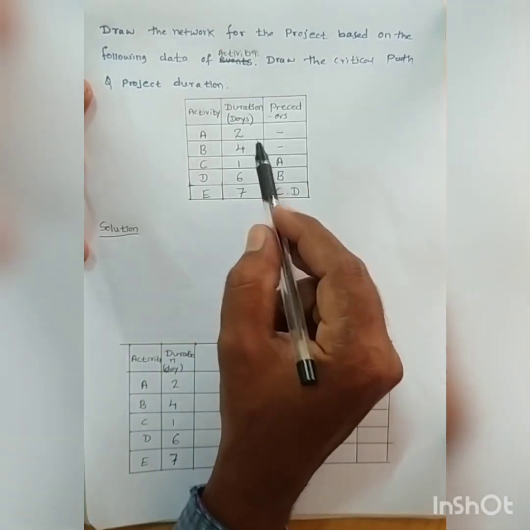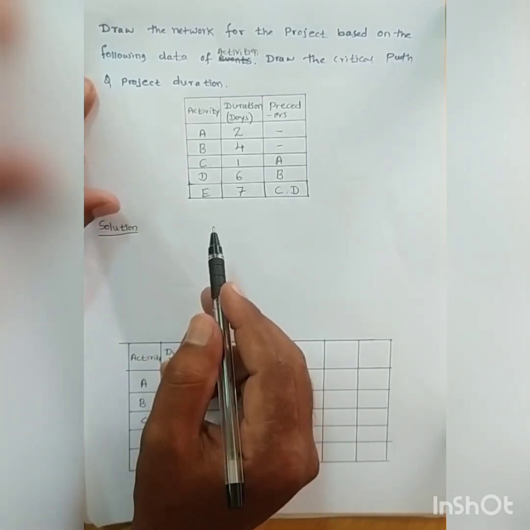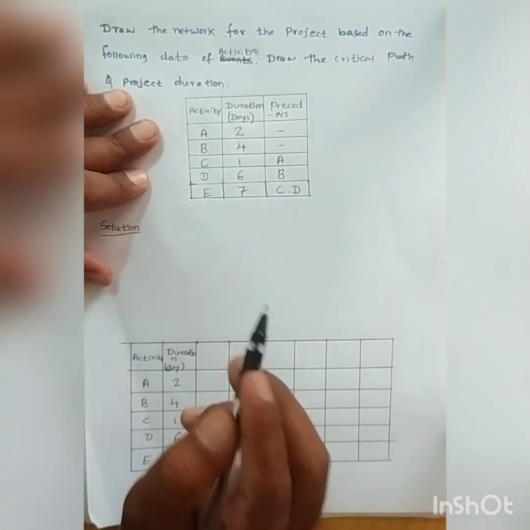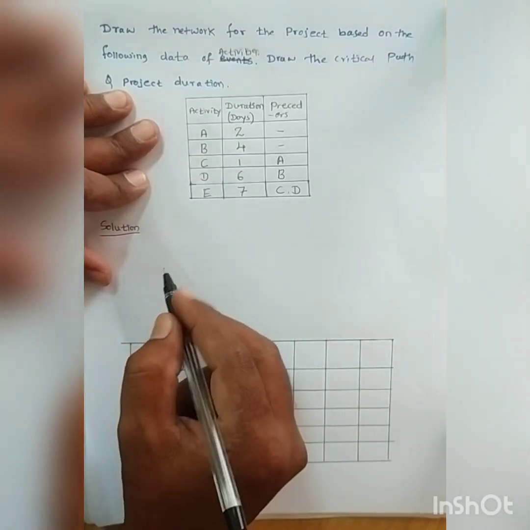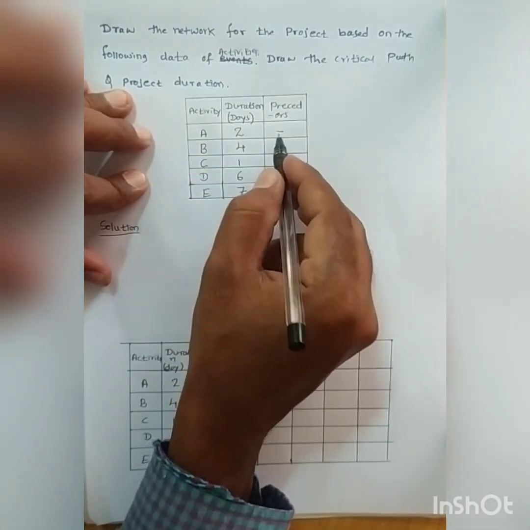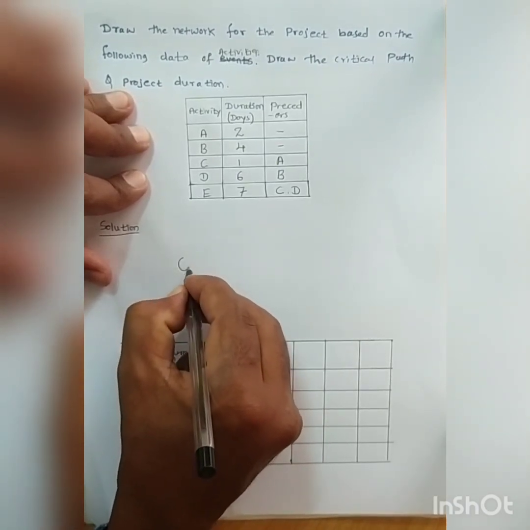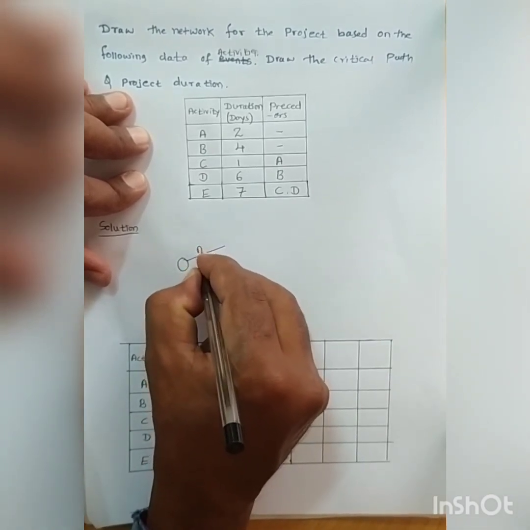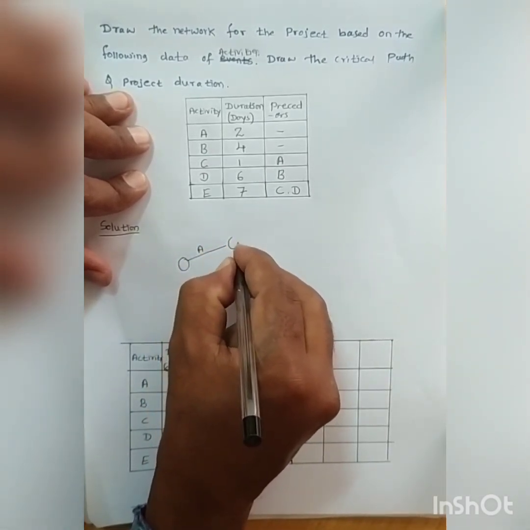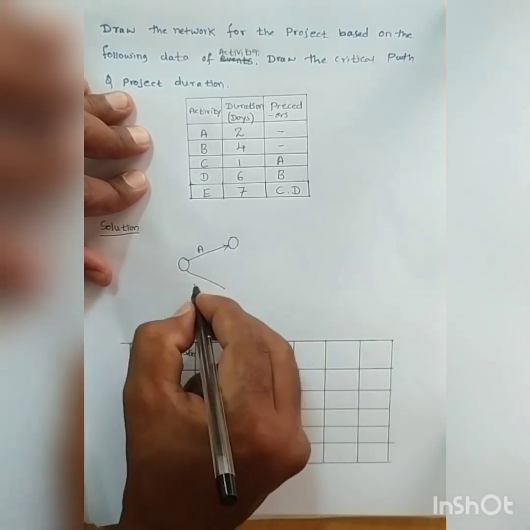The given data is in a tabular column, with activity, duration and predecessors. So now we have to draw the network. For activity A, there are no predecessors. So this is event one, the beginning event. Activity A has no predecessors, and activity B also has no predecessors.